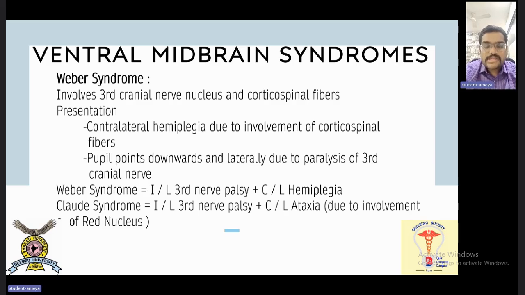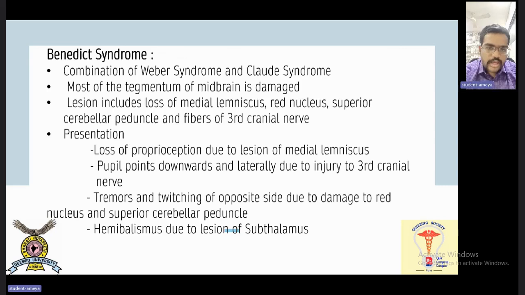And Claude syndrome is ipsilateral third nerve palsy plus contralateral ataxia. Why is there ataxia here in Claude syndrome? Because of the involvement of the red nucleus. And then Benedict syndrome. Just like you had a syndrome, if you remember, Babinski-Nageotte, which was a combination of lateral medullary and medial medullary syndrome.